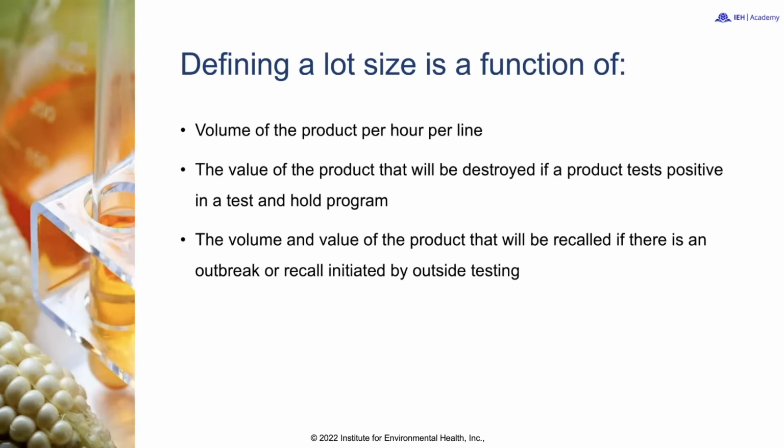You also have to think about the value of product if there is a recall, either because an outside testing organization like perhaps FDA or USDA pulls product off the shelf and tests it, or what if there's an outbreak that's linked to your product? If either of those happen, obviously the cost to you as a producer goes up based on both the volume and value of product. So you need to keep that in mind when you're weighing the cost of the sampling program versus the cost and the risk that you're willing to take. Let's go to the next slide.